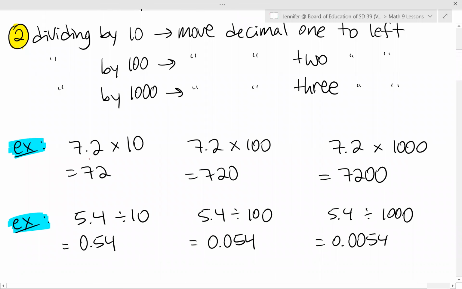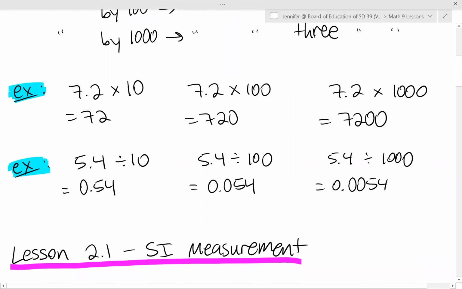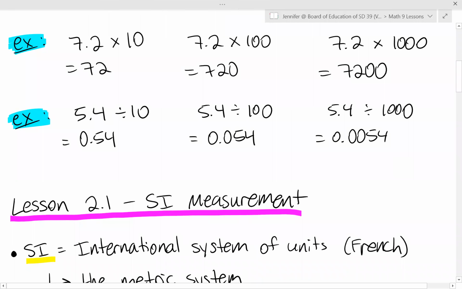So if we had 7.2 multiplied by these different options, what would it be? You just add a 0 every time, essentially. And the same if we were dividing a number by these different numbers. So just a quick recap of that so that you can do those unit conversions quickly.